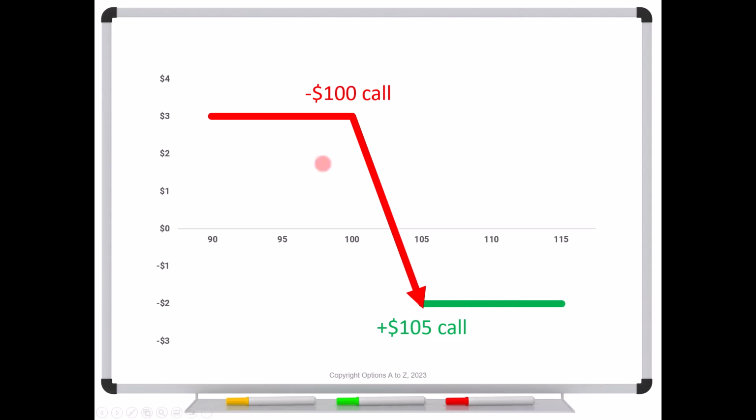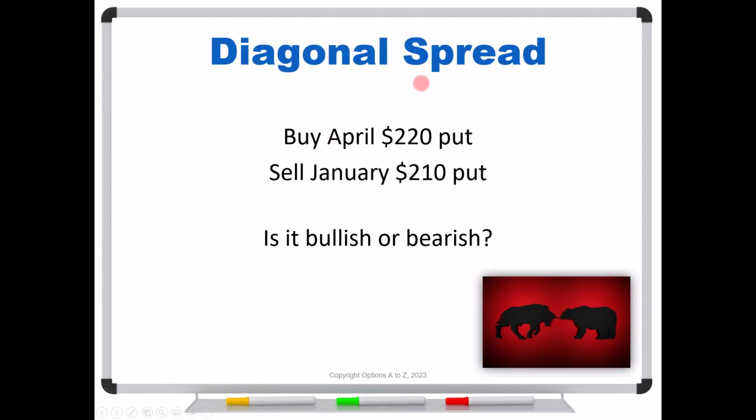So it's very easy to determine if a vertical spread is bullish or bearish by simply determining the controlling strike and then figuring out if that is long or short. Okay, so now that you understand the basics, we can also use this for diagonal spreads. Position that's a little more complicated.